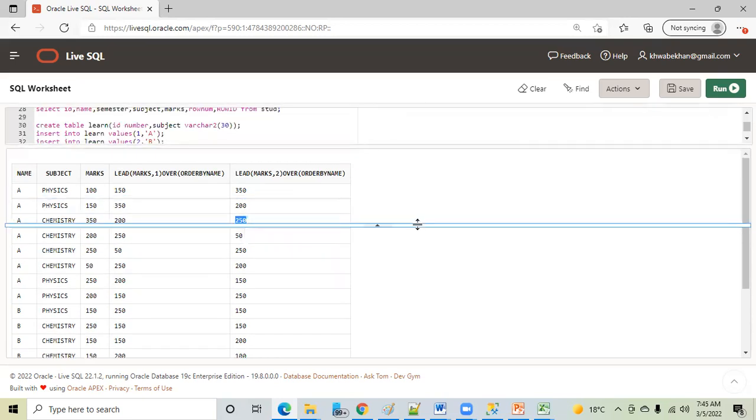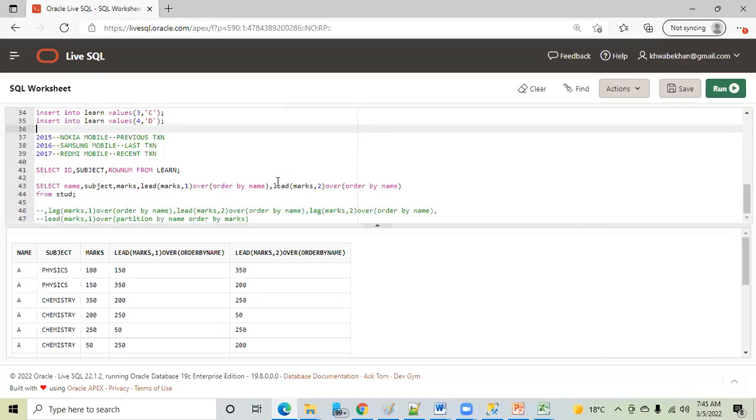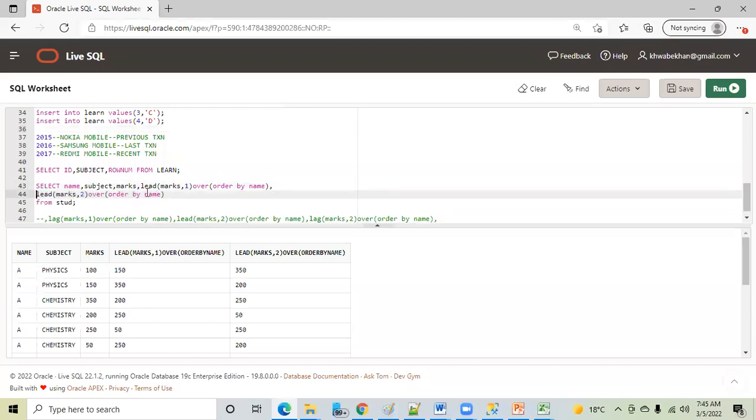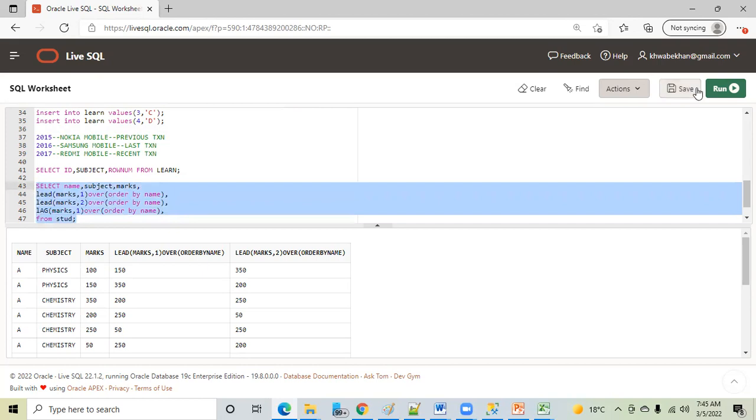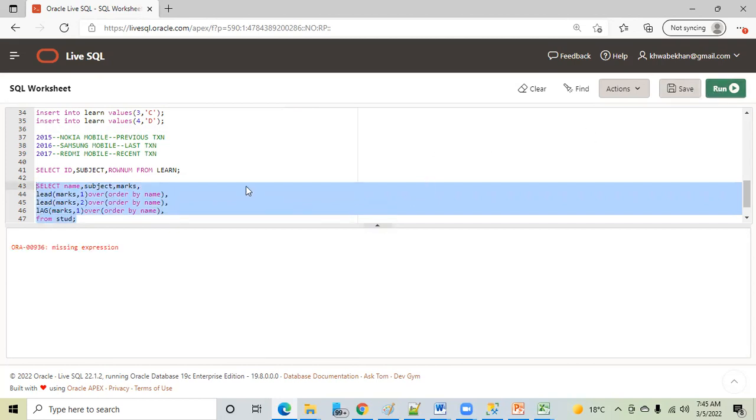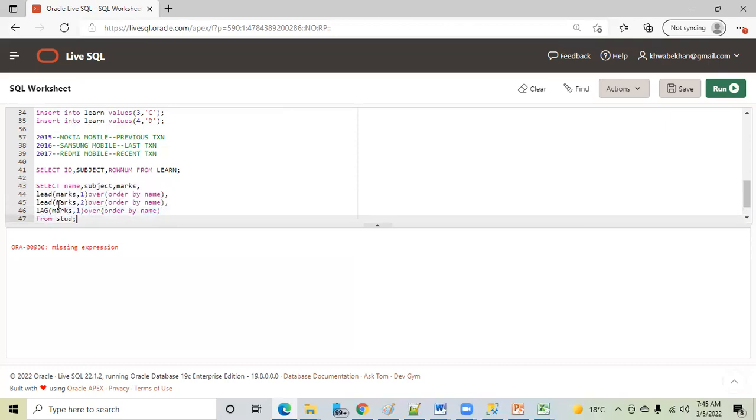Is that clear, Shivanshu? Yes. Similarly, you have the lag function. When lead is used, I will tell you when it is used; let me first introduce it. Now you have the lag function. Try to understand what lag is. Lag is the opposite of lead.